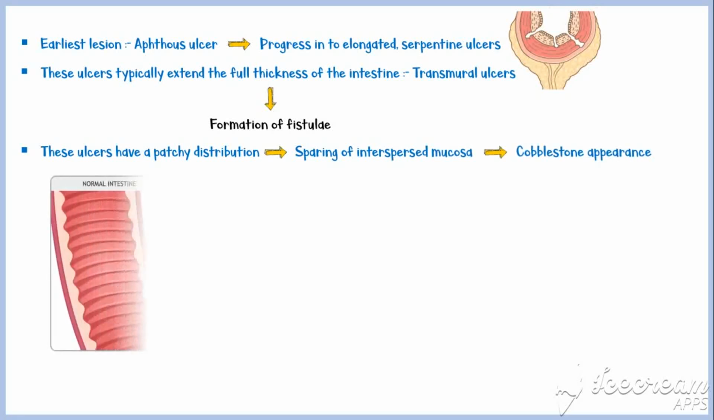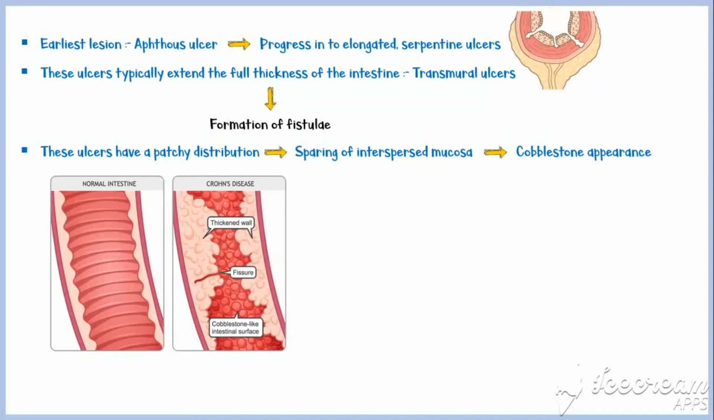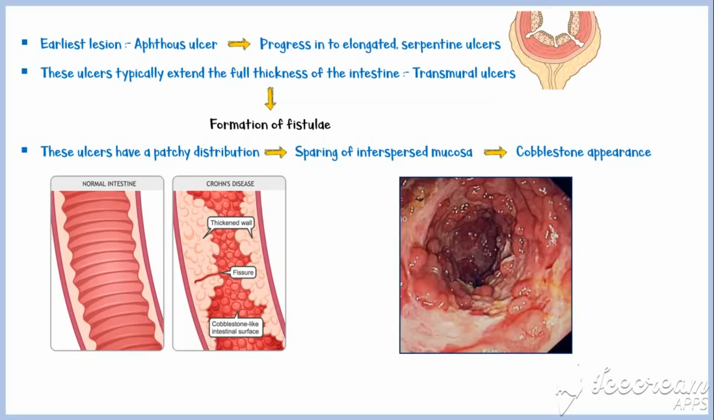In this picture, you can see a normal mucosa on the left side and a mucosa with Crohn's disease on the right side. Appreciate the cobblestone appearance in Crohn's disease. Here is a gross image of the mucosa of a Crohn's disease patient. The elevated areas of the affected mucosa represent the normal tissue, whereas the depressed areas represent the diseased tissue.